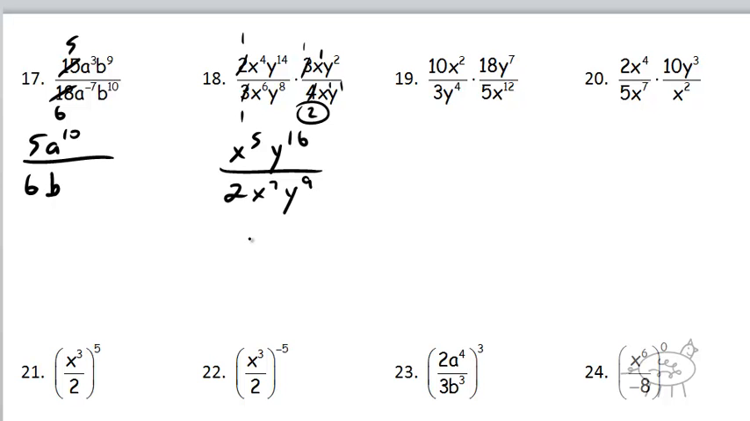Alright, so it's got a couple steps to this one. Well, the 2 stays where it's at. Who wins with the x's? The bottom by 2. Who wins with the y's? Well, 16 minus 9 is 7. So it's y to the 7th. And that's your answer.